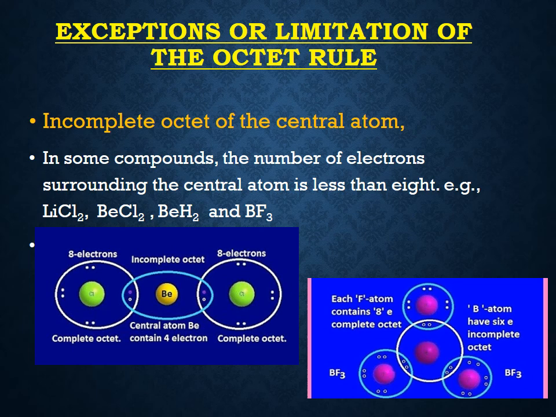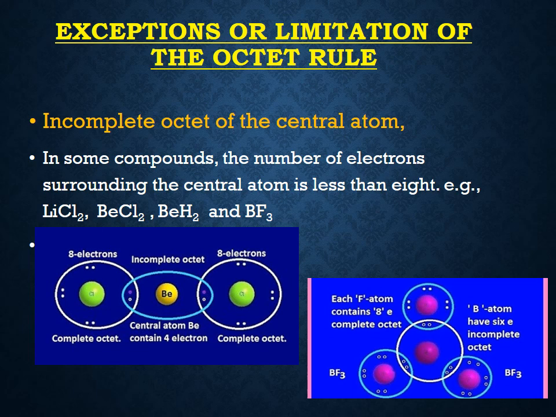Let's see the electron dot structure of beryllium chloride. Beryllium chloride is an example of a covalent compound. This compound is formed through sharing of electrons. But in the case of beryllium chloride, only 4 electrons are present around the central beryllium atom. So the number of electrons is less than an octet, or we can call it an incomplete octet. Due to this reason, we cannot explain the stability of beryllium chloride by using the octet rule.